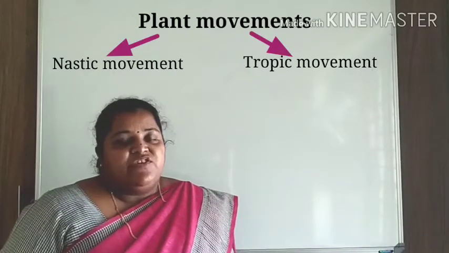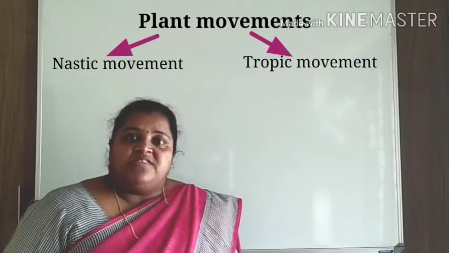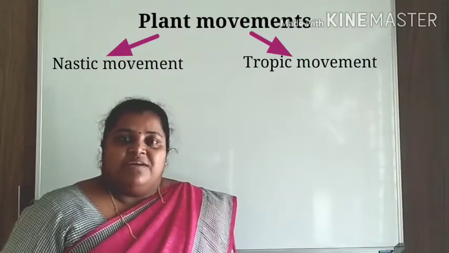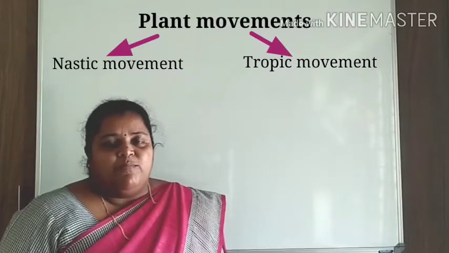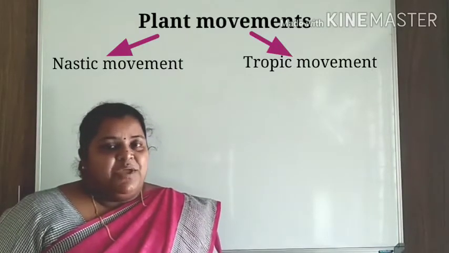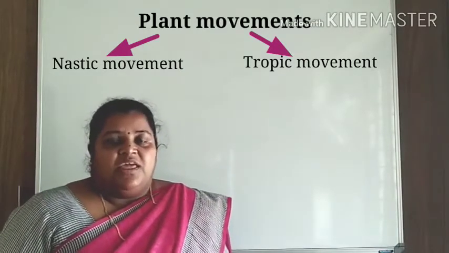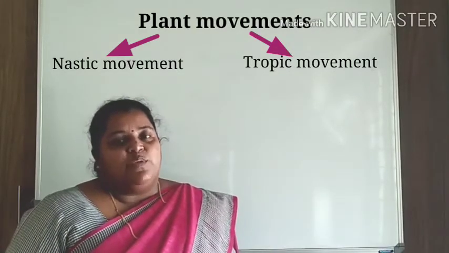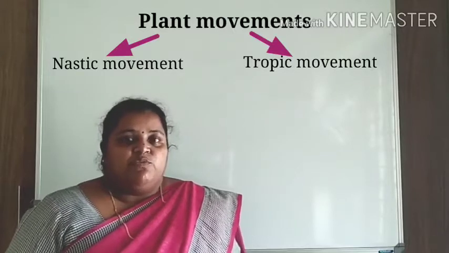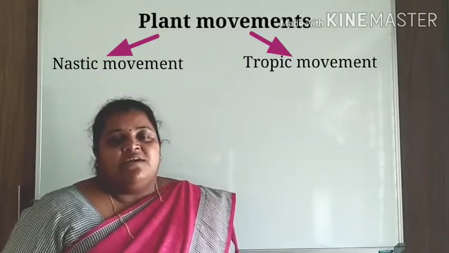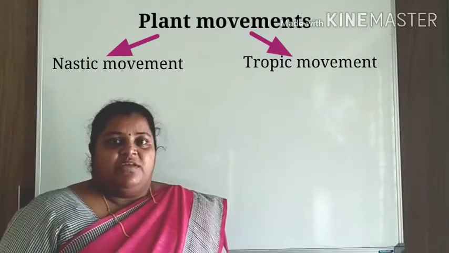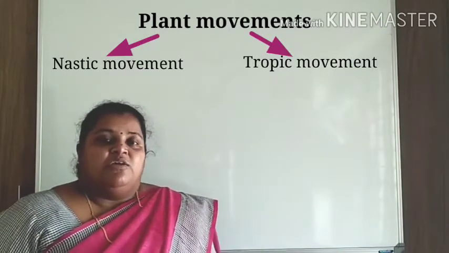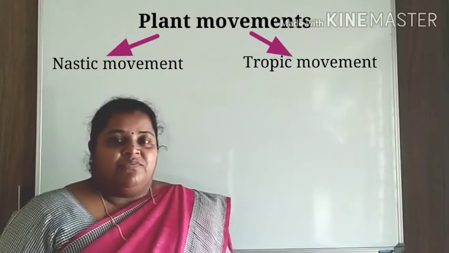If the direction of plant movement is in accordance with the direction of the stimulus, it is known as tropic movement. Example: the stem of a plant grows towards the light.